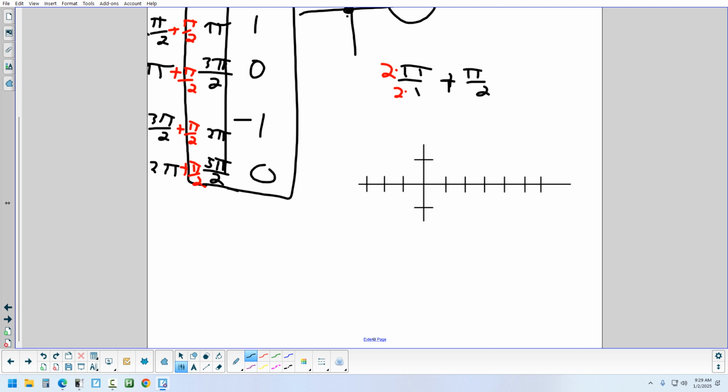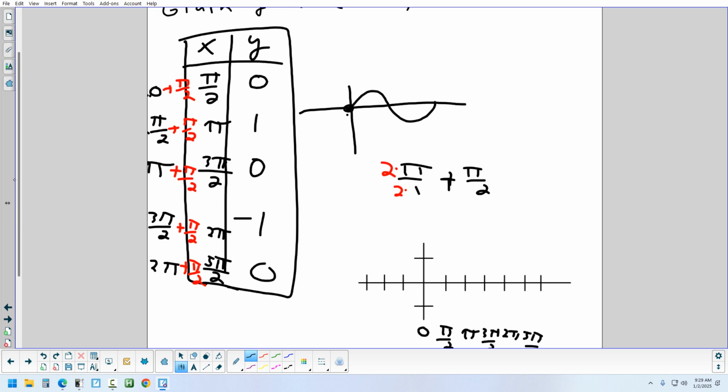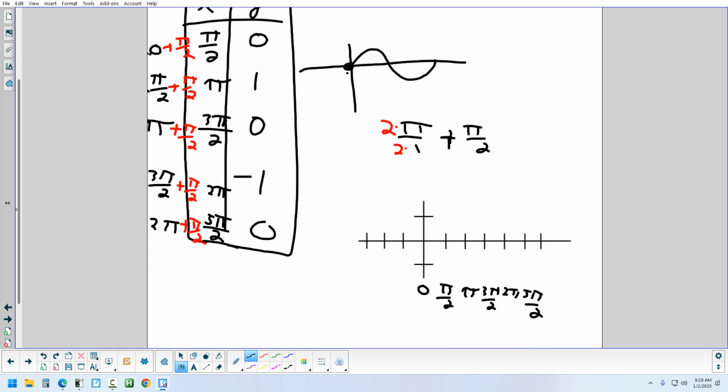So let's call this 0. That tick mark will be pi over 2, just like the calculator does it. Pi, 3 pi over 2, 2 pi, and 5 pi over 2. That's how I'm going to number my tick marks. That's going to make graphing very nice. Okay, it's going to make everything land on a nice spot. So pi over 2, 0.